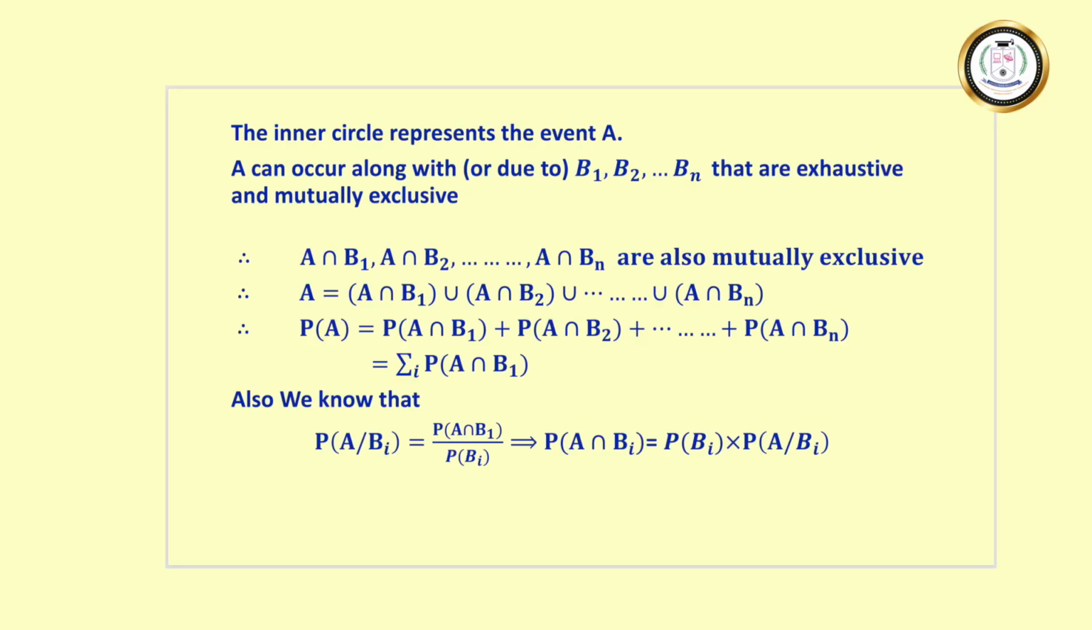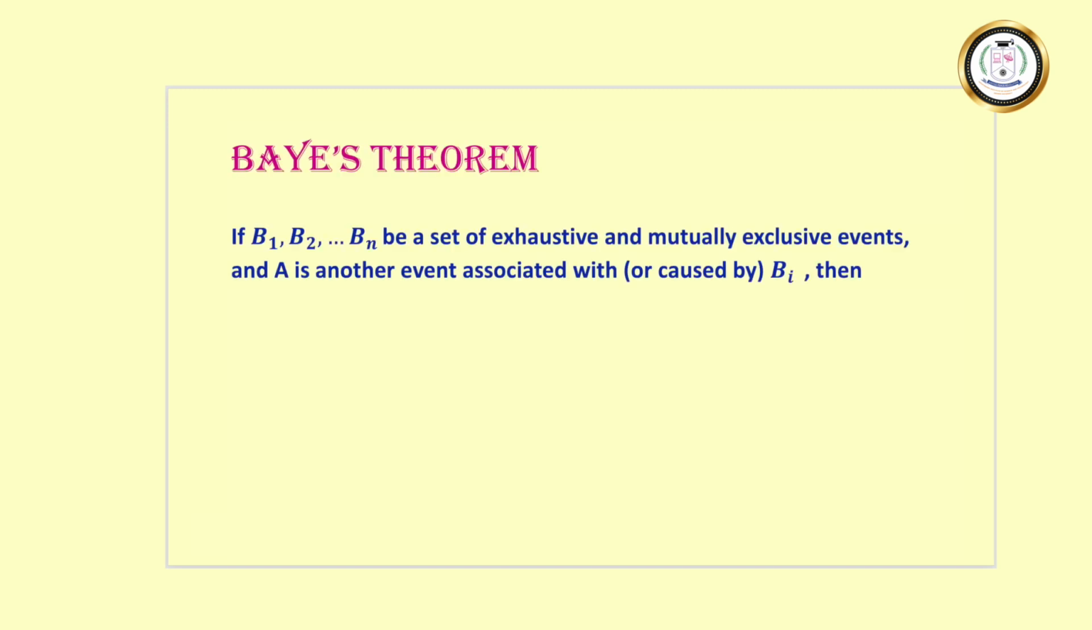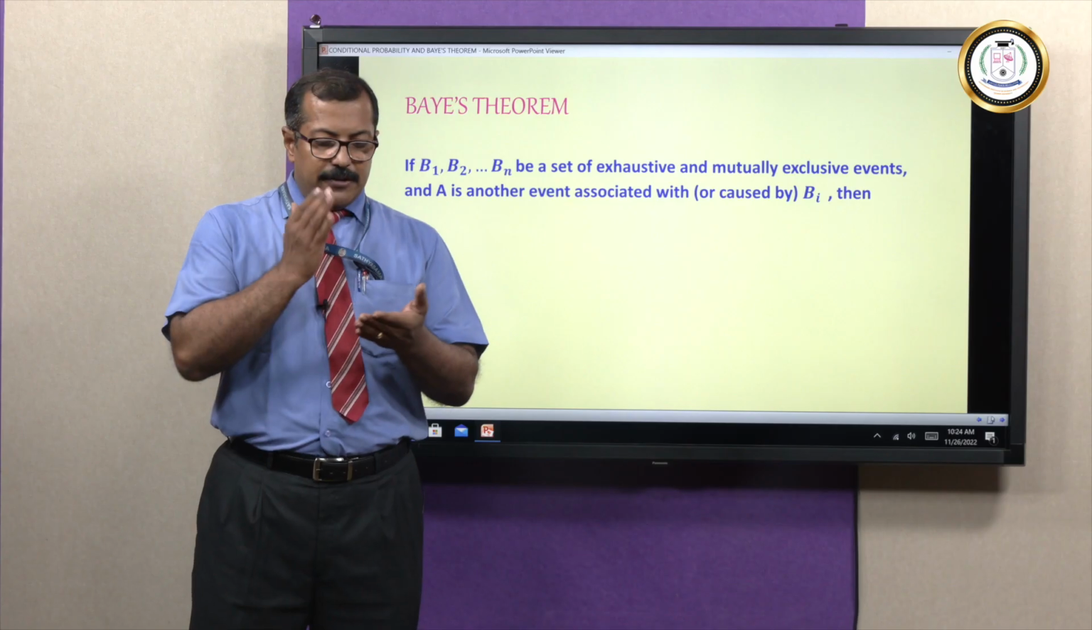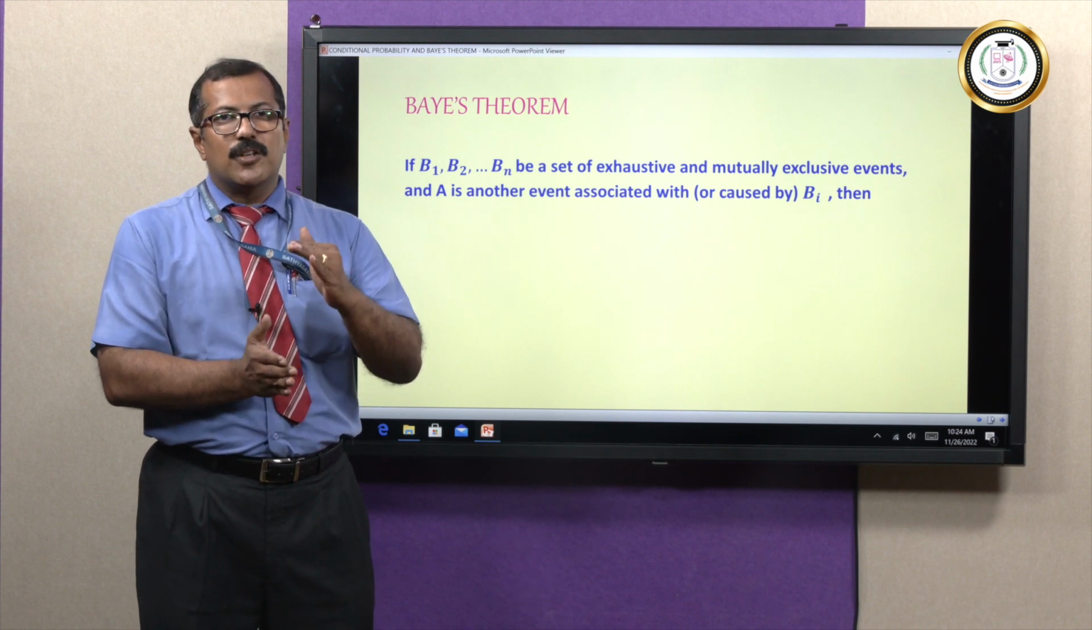Substitute this here, we get the required result, and this is the final result we want to prove. Next we will discuss Bayes' theorem. Bayes' theorem is the probability of finding a cause. Given that A has happened, what is the probability that it is because of Bi?